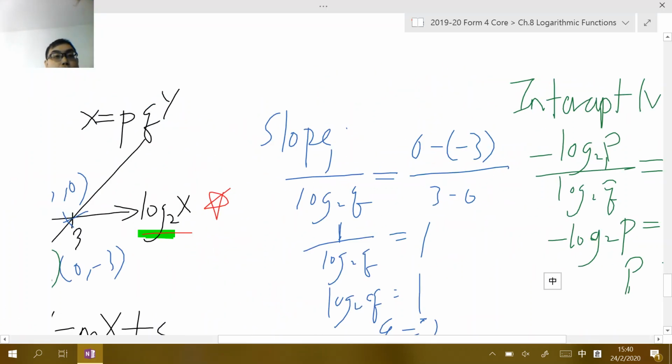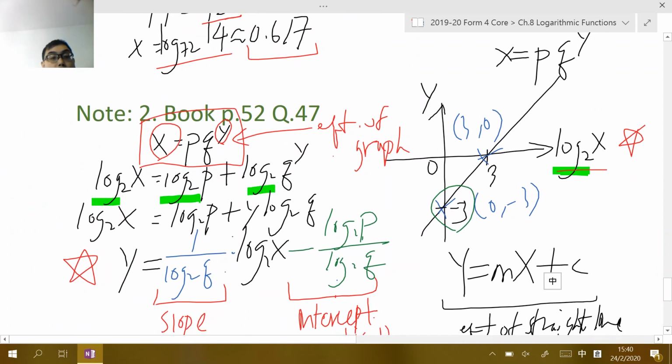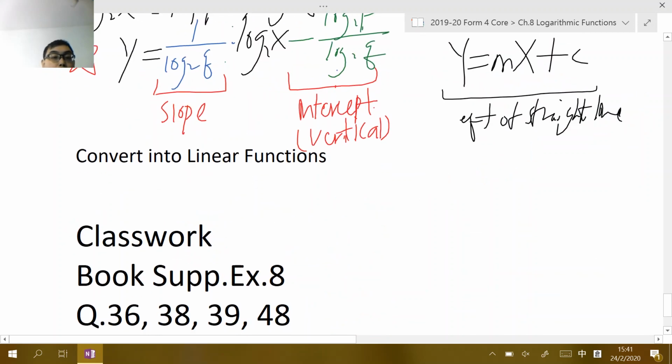And before you use them, you have to arrange your equation in this form: y equals something with log 2x plus or minus something. So this is also one of the problems that you need to practice. Usually you will see them in MC questions in DSE or also in exams. Try to do it by doing the following classwork.